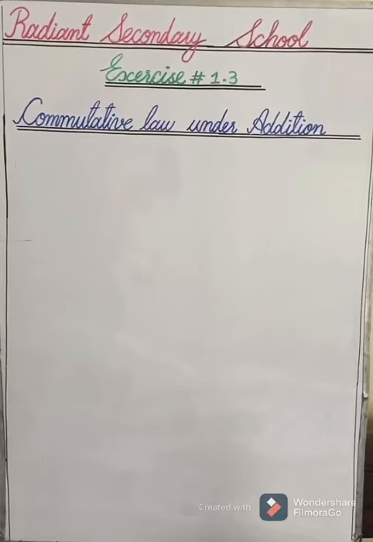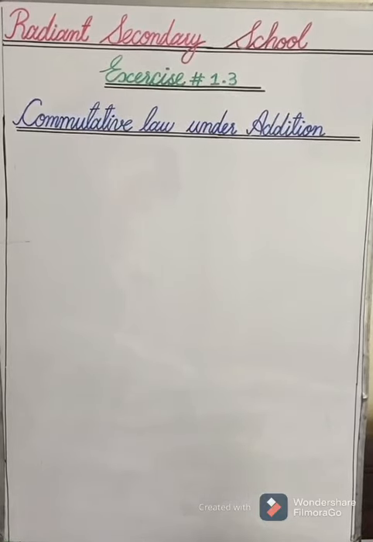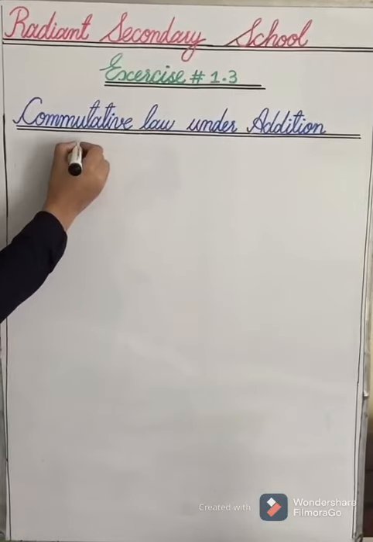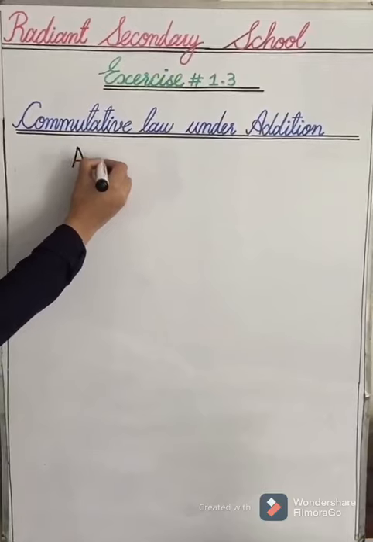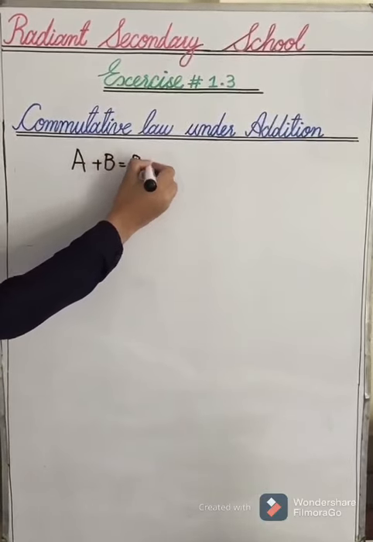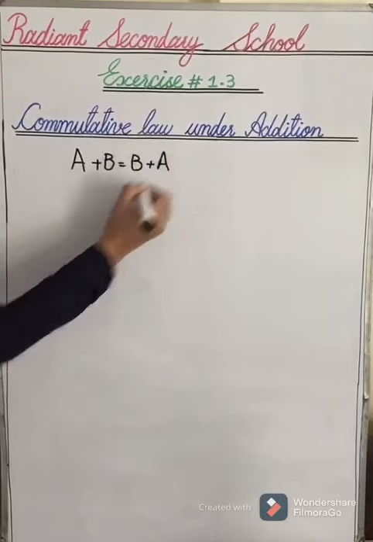In today's lecture, we are going to do some properties. Our first property will be commutative law under addition. Commutative law under addition states that A plus B is equal to B plus A.